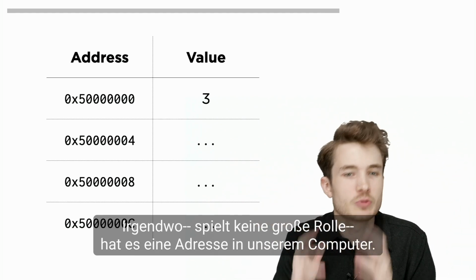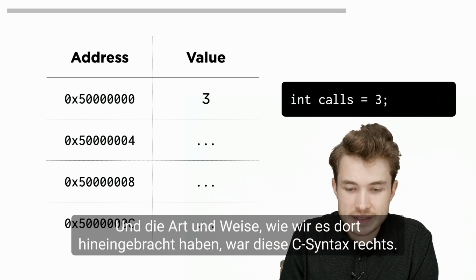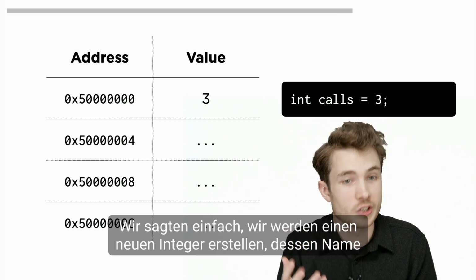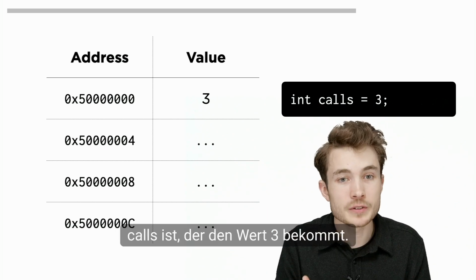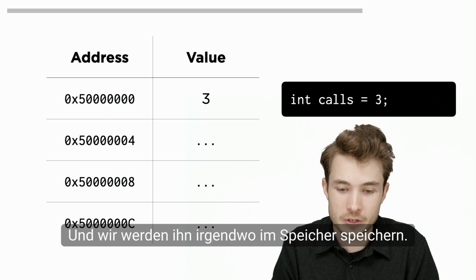It has some address in our computer. And the way we put it there was this C syntax on the right. We simply said, we're going to create some new integer whose name is calls that will get the value 3. We're going to store it somewhere in memory.